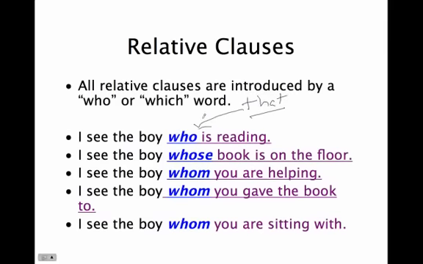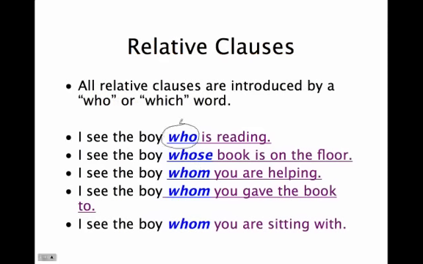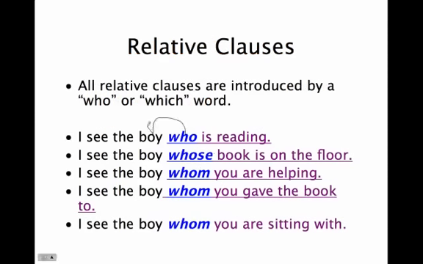So that who, which word is what's called the relative pronoun. So if we go back, these words here are all the relative pronouns. These are the forms. The relative pronoun is always going to come right after the word that it's describing. So notice here, who comes right after boy, who, whom. They all come right after it, right? So notice the relative pronoun in all of these clauses replaces the word that precedes it. So who replaces boy.